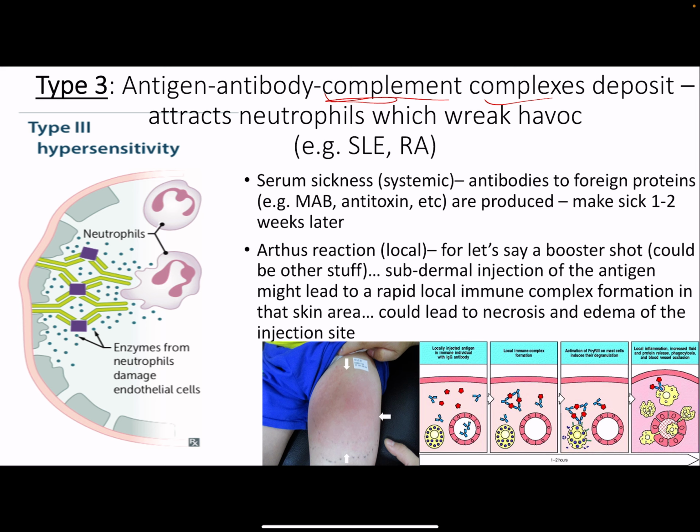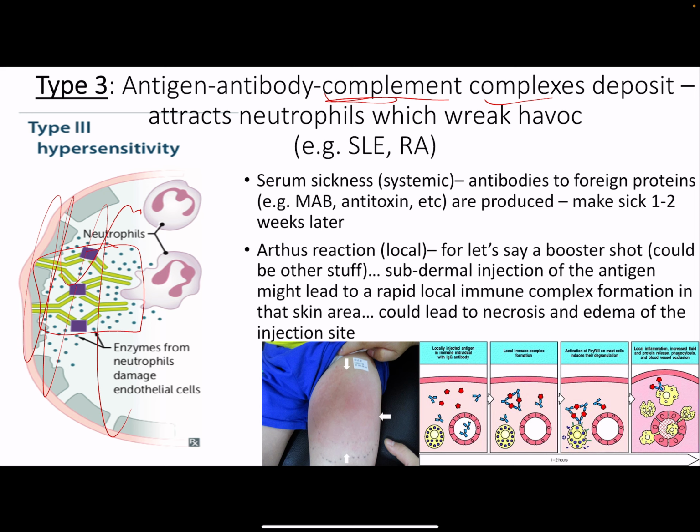This attracts neutrophils. Neutrophils are like the Team America World Police, right? They're trying to destroy the terrorists in Paris, but they blow up the Eiffel Tower. So we have these complexes deposited in our tissue. That's already bad, but then it gets even worse because the neutrophils come in and go, we'll destroy this, and it goes bam, bam, bam, bam, bam, and it just starts screwing everything up.